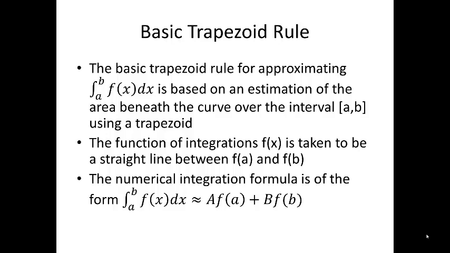A and B are going to be selected so that the resulting approximation formula will correctly integrate any linear function. It suffices to integrate exactly two functions, 1 and x, because a polynomial of at most degree 1 is a linear combination of these two monomials. This process is called the method of undetermined coefficients.